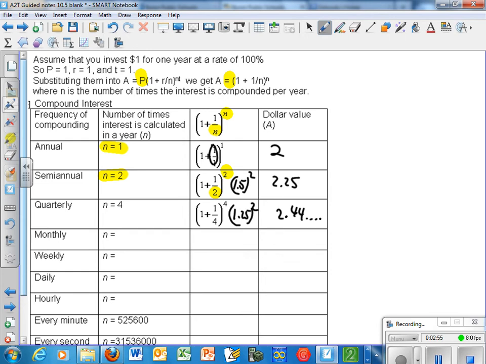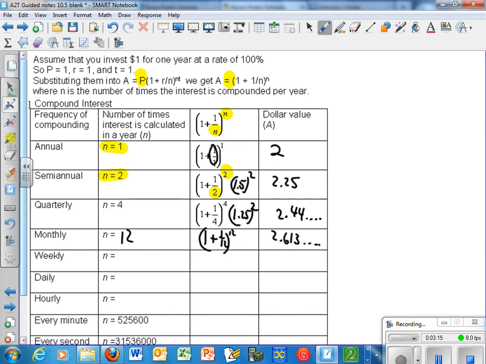If it was monthly, that means it would be 12 times a year. So it's 1 plus 1 over 12 to the 12th power. And if you actually do 1 divided by 12 plus 1, take that to the 12th power, you get about 2.613, and there's some other numbers after that.